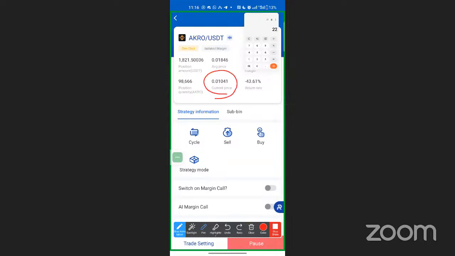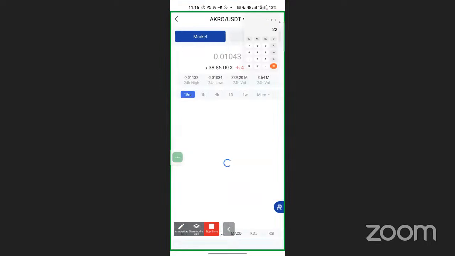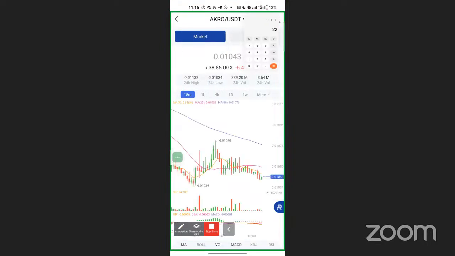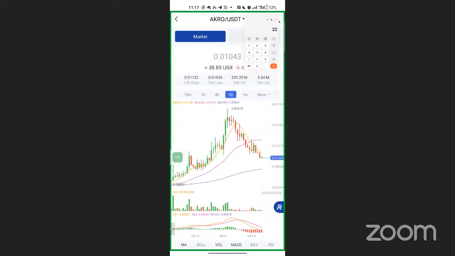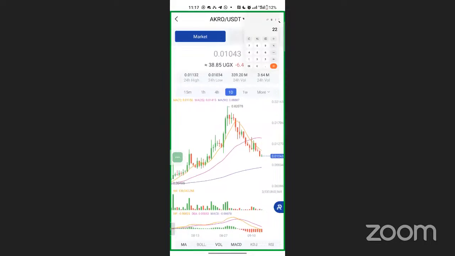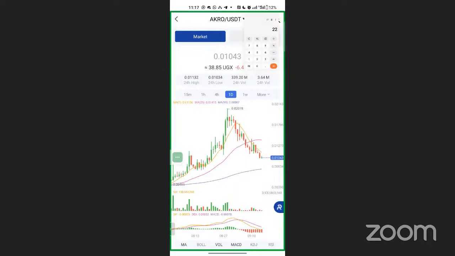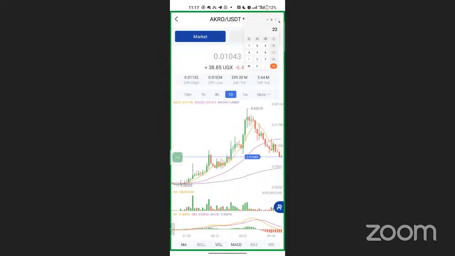I look at its current price. Okay. Then I say, let me go to the chart. Then I'll put it in 1 day time frame or 1 week, and I look at its lowest low. You see the lowest low of ACRO in 1 day, the lowest is 0.0043.